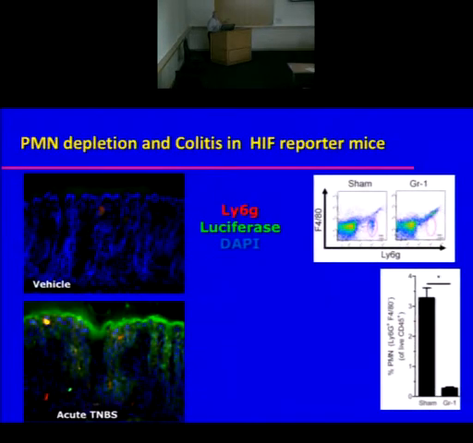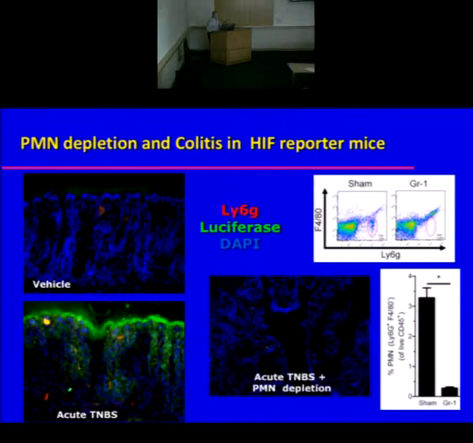So what happens if you deplete neutrophils from these animals and induce colitis? Essentially in this experiment, without neutrophils, you see essentially no stabilization of HIF. One of the more dramatic observations that we've seen. So you see very prominently that neutrophils are a predominant pathway for the elucidation of HIF.